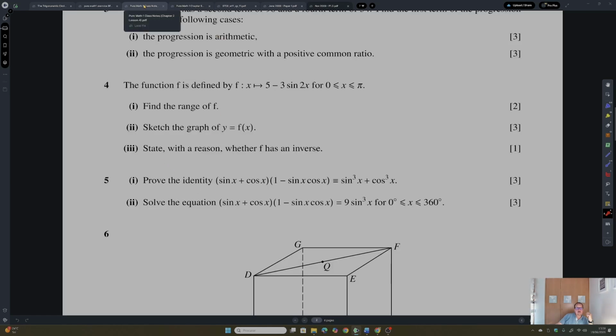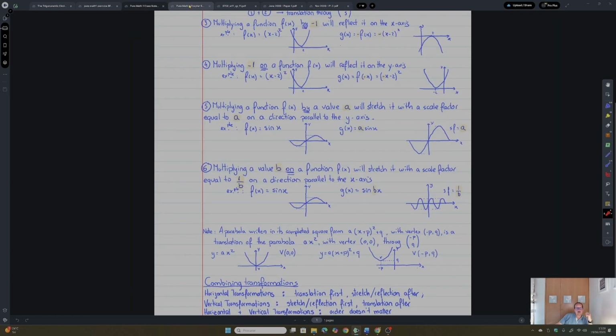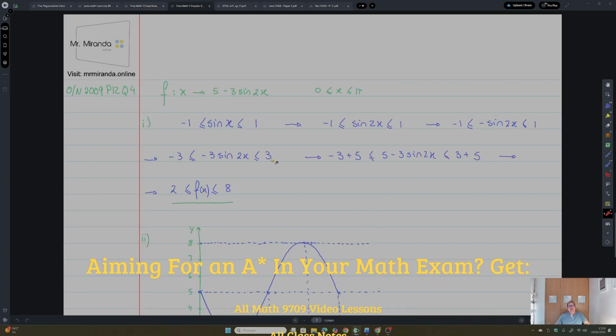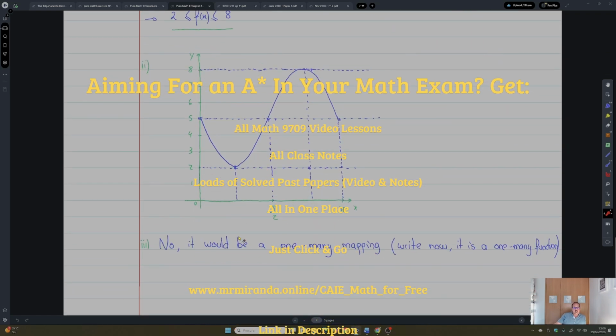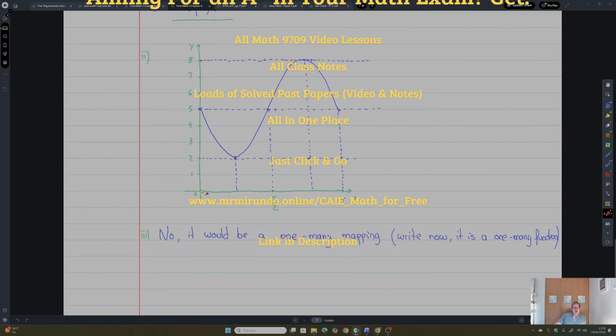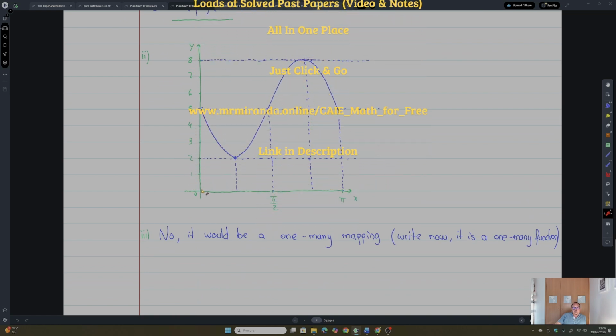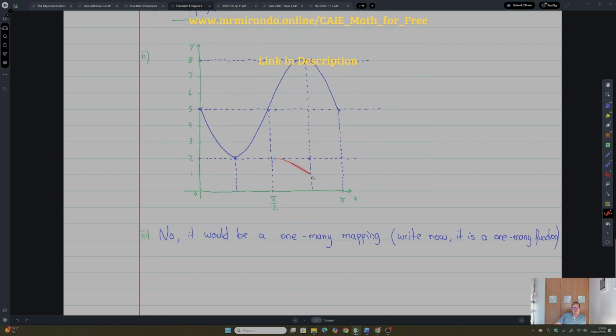Sketch the graph. Well, you already know that the sine of x has shrunk. So instead, between 0 and pi, for the sine, you would just have this. Now it has shrunk so that you have a full cycle. For the sine of x, you have this.